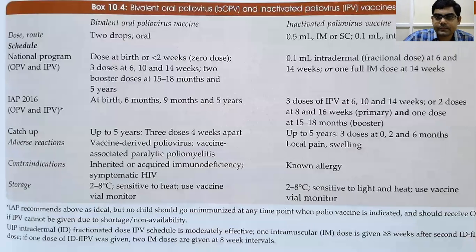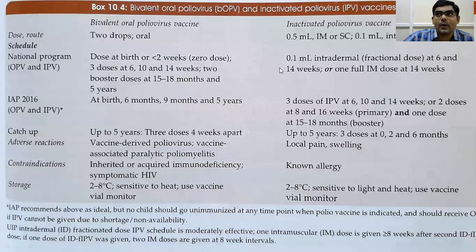So this is inactivated poliovirus, which means killed virus. Here it depends upon the route: 0.5 ml IM or subcutaneous, 0.1 ml intradermal. If it is intradermal, we give only 1/5 of the IM dose.